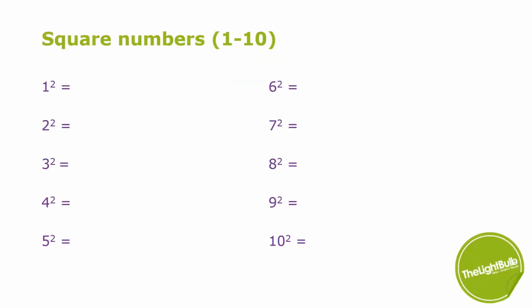Okay, so 1 squared. This one can be slightly tricky actually, but 1 times 1 is 1. 2 squared. 2 times 2 is 4. 3 squared is 9. 4 squared is 16. 5 squared is 25. 6 squared is 36. 7 squared is 49. 8 squared is 64. 9 squared, 81. And finally, 10 squared is 100.